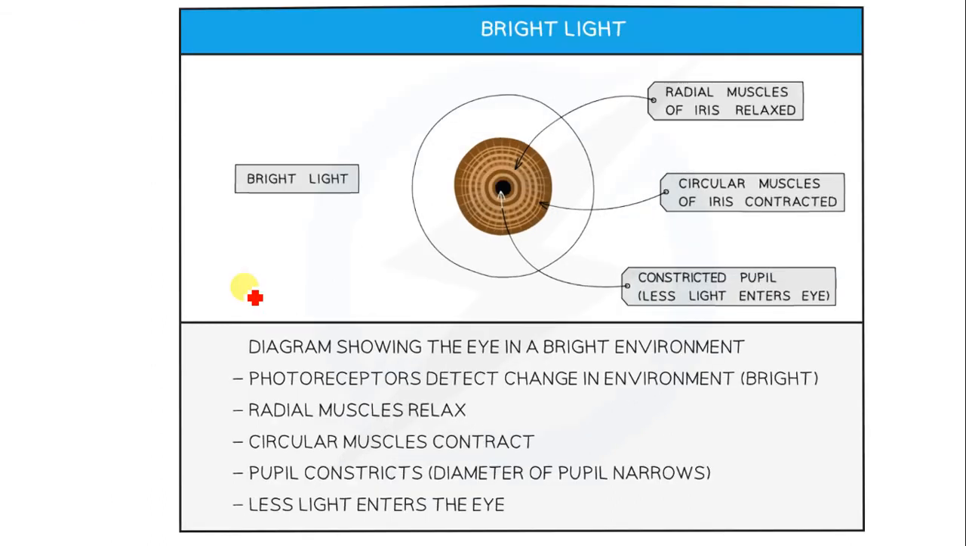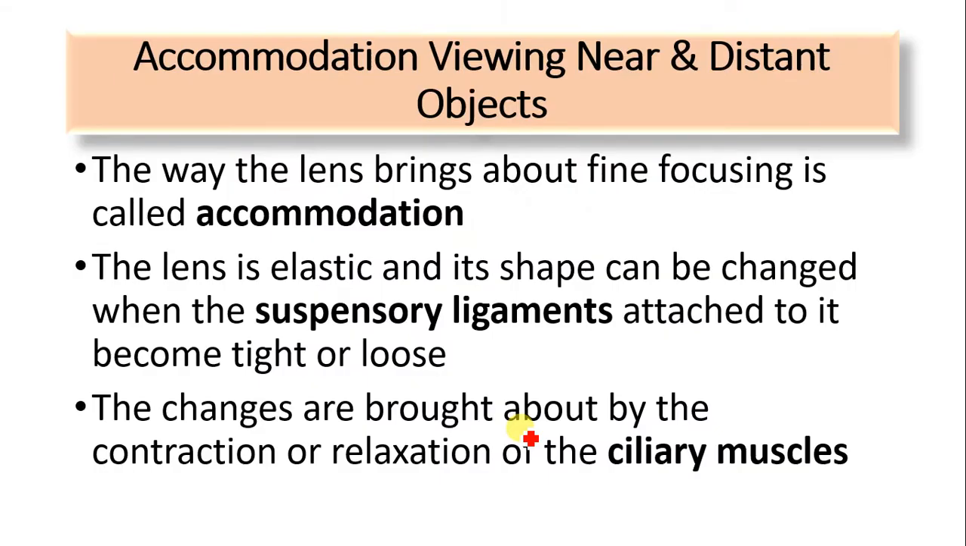So let's say in bright light. Now, bright light is just the opposite. Radial muscles relax, so circular muscles contract, then the pupil will become smaller to reduce the amount of light that enters the retina. Now, next, let's look at accommodation.